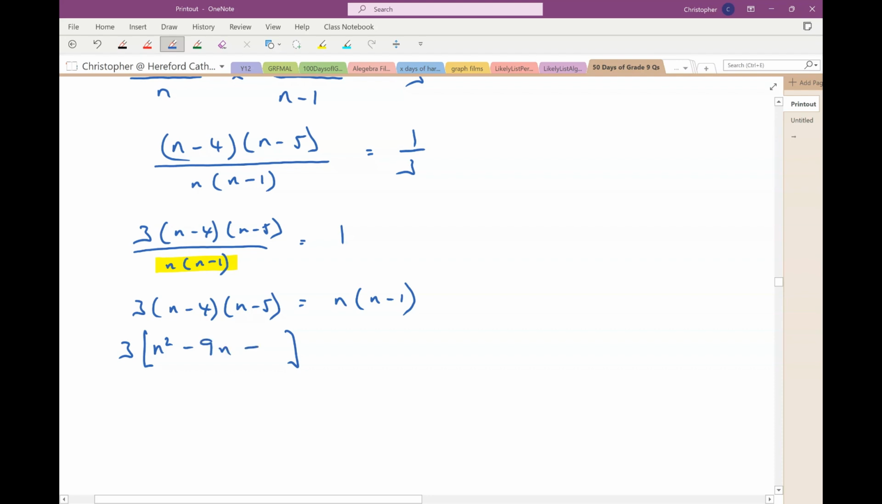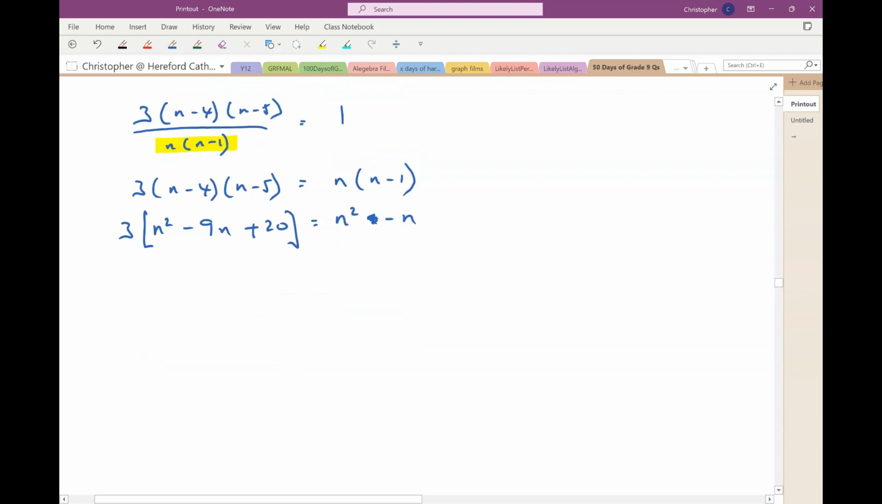Minus 4 times minus 5 is plus 20. That's going to be n squared minus n. Let's multiply out that bracket on the left. 3n squared minus 27n plus 60 equals n squared minus n. Now this is a quadratic equation, isn't it? Get everything on one side and then factorise. So I'm going to minus n squared from both sides. So now I'll just have 2n squared there, and I've got rid of the n squared from the right. I'm going to add n to both sides. So now I've got 2n squared minus 26n plus 60 equals 0.